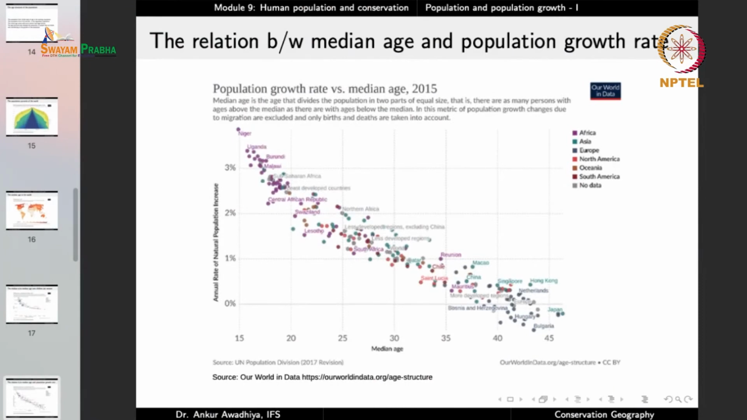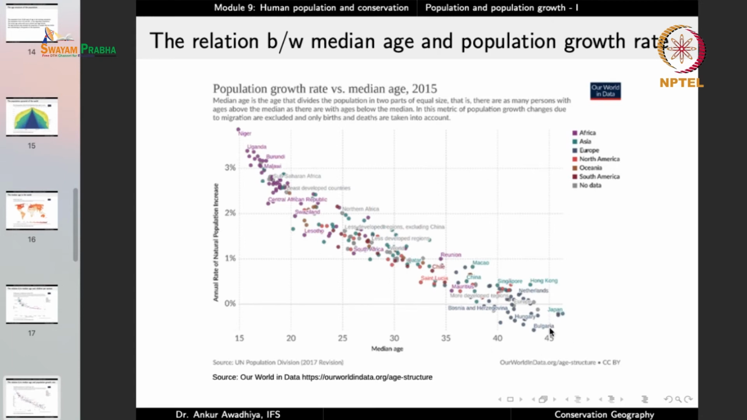And this has also got ramifications about the population growth rate. So if we plot the median age of the population versus the growth rate of population, here again we will find that the annual rate of natural population increase is roughly 4% in Niger. Now the natural population increase shows only births and deaths. So we are not counting immigration and emigration, or in-migration and out-migration. If you only looked at the births and deaths, the population growth rate in Niger is very high, because of which a large number of children are being born, because of which the median age is less.